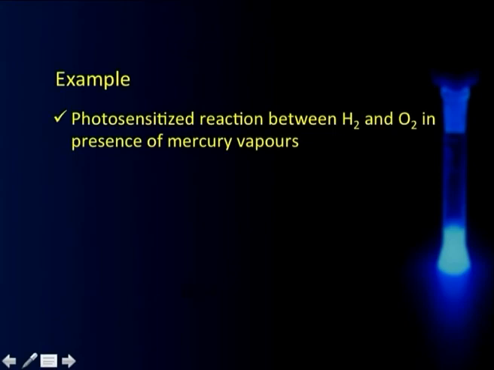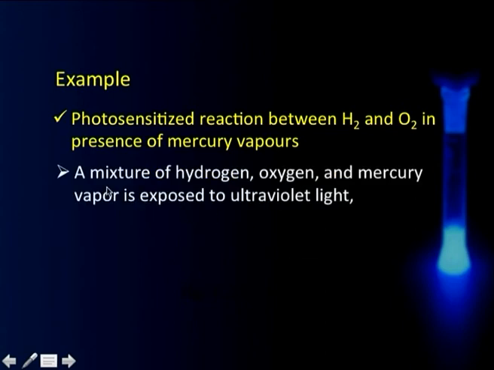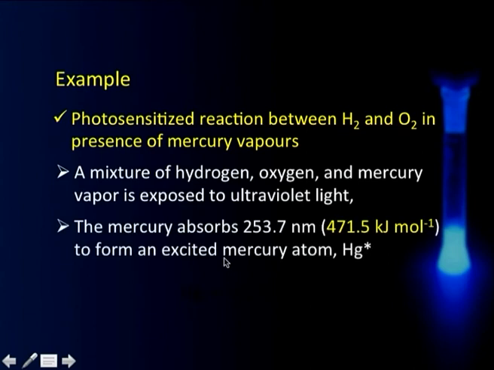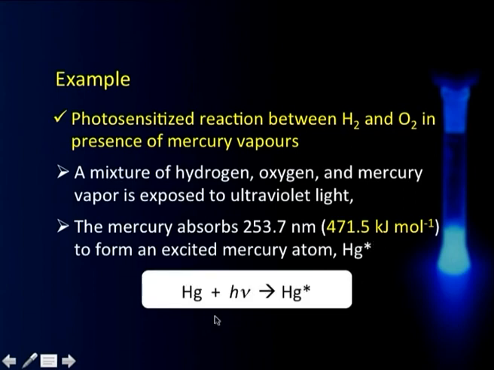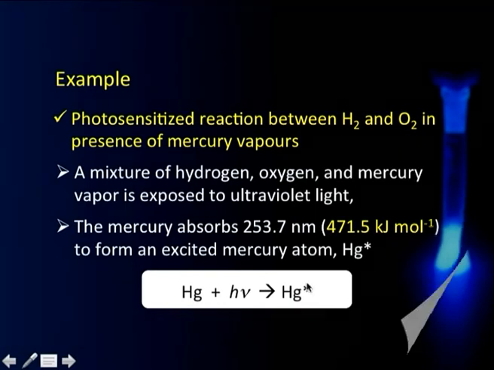Typically, the photosensitized reaction between hydrogen and oxygen to give water in the presence of mercury vapors. We take a mixture of hydrogen, oxygen and mercury vapors and expose it to UV light. Hydrogen and oxygen are not absorbing UV light here, so it is mercury which is going to do the job. This mercury vapor absorbs 253.7 nanometer radiation, which corresponds to about 471.5 kilojoules per mole of energy, and becomes excited. We represent it by the expression Hg plus h nu gives Hg excited.